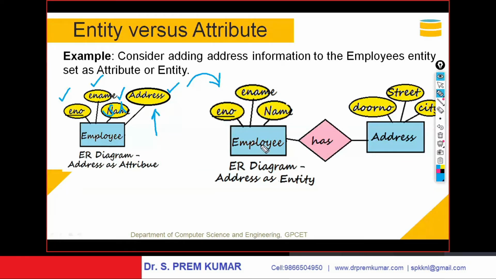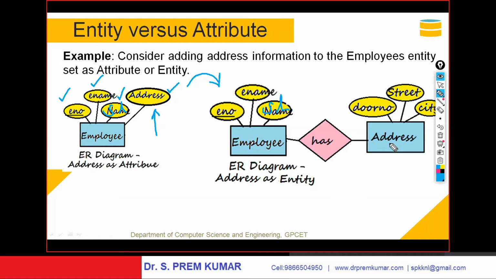Now you observe this diagram. Employee contains employee number, name and salary. And also I want address. Employee has address. I am taking address as a separate entity because it internally contains door number, street and city. If you are very particular about each and every item of address, and if the address is playing a predominant role in your database designing, then better you take address as a separate entity.